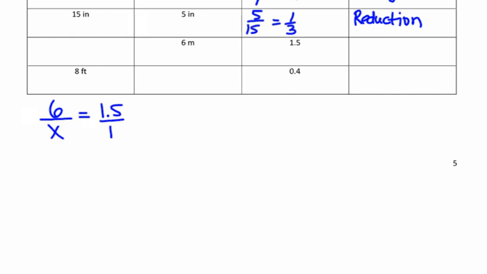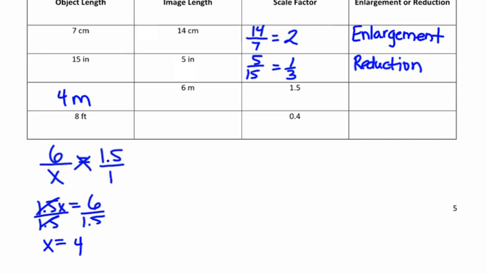So that's just going to be cross multiplying. 1.5x equals 6, so x is 6 divided by 1.5. 6 divided by 1.5 is 4. So 4 and then same units, 4 meters. If I started with 4, got 6, this must be an enlargement. And my scale factor is greater than 1, so I also know I'm getting a larger new image.